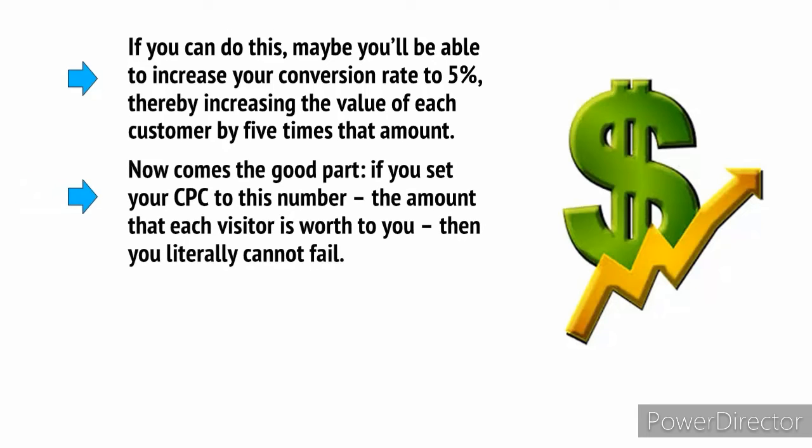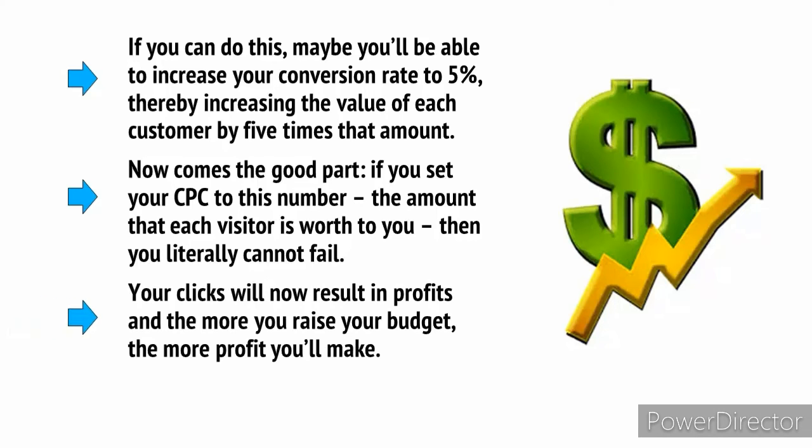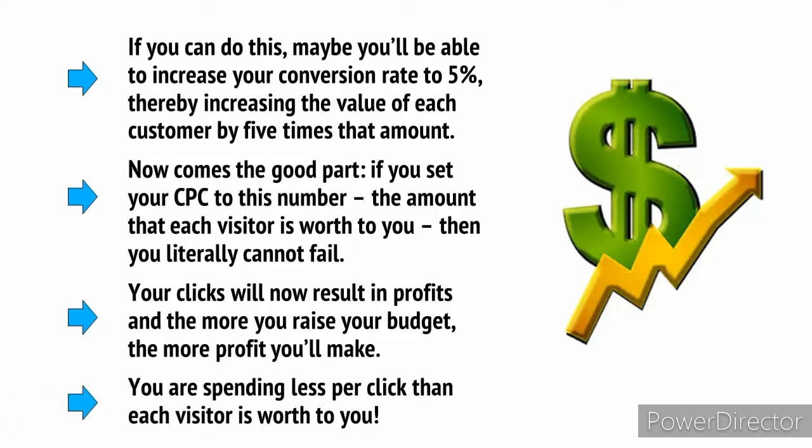Now comes the good part. If you set your CPC to this number, the amount that each visitor is worth to you, then you literally cannot fail. Your clicks will now result in profits, and the more you raise your budget, the more profit you'll make. You're spending less per click than each visitor is worth to you.